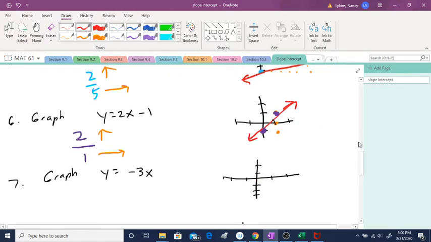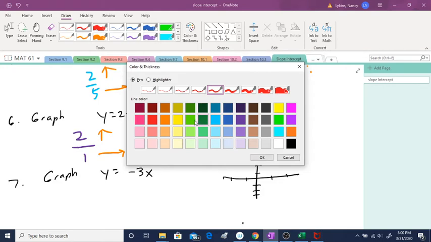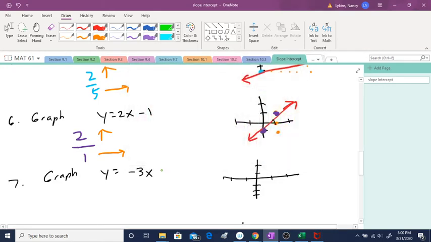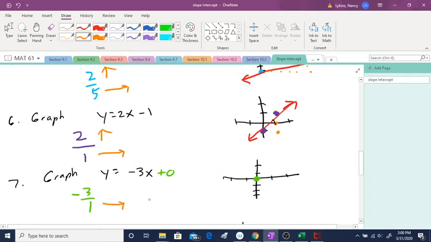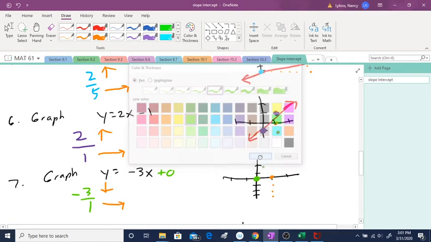Now, what happens when we have negative 3x and there's nothing behind it? Well, since there's nothing behind it, I'm going to say plus 0, because that means it starts at the origin, or 0. Now I'm going to use negative 3 and put it over 1. This tells me I need to run along the x-axis 1 time. Then I need to go down 3 from that point. 1, 2, 3. This is going to be my new point.